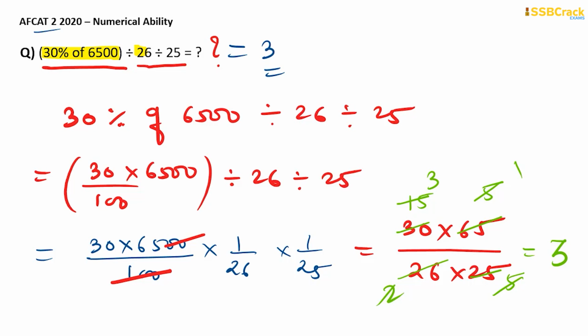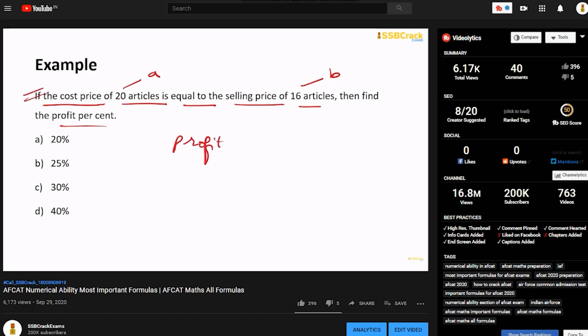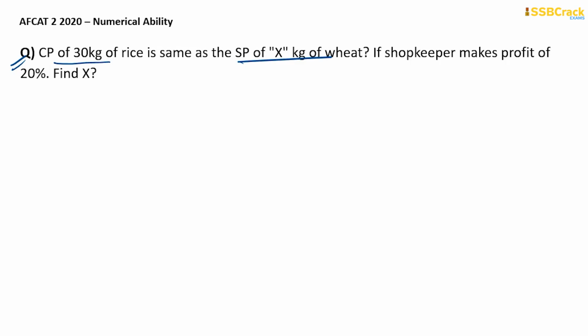Now coming to the next question. Let me recall, this question was totally based upon the formula that I had discussed in my most-formula lecture on the profit and loss topic. There we covered the formula for when you know the CP of certain articles is the same as the SP of certain articles, and they provide us the profit percent to calculate one of the unknowns. So let me recall the formula.